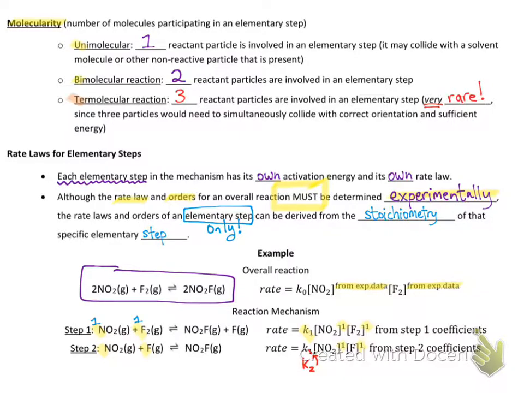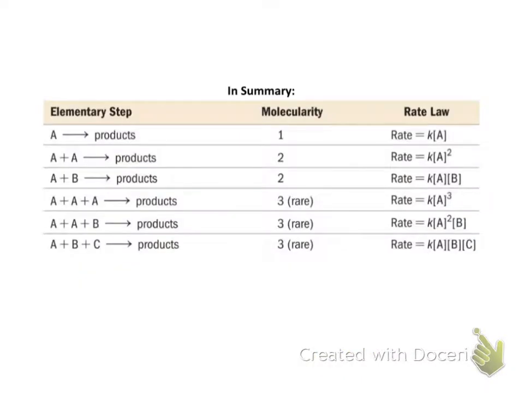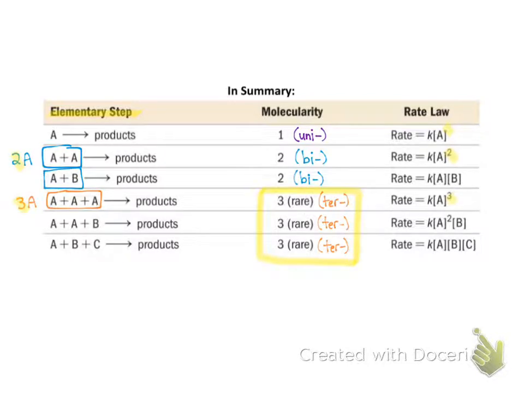Okay, let's summarize what we know. So starting with the elementary step, you can look at its molecularity and use that to determine the order with respect to each reactant. A molecularity of 1 is unimolecular. An elementary step with 2 reactants is going to be bimolecular. A molecularity of 3 is termolecular, but that is very, very rare.